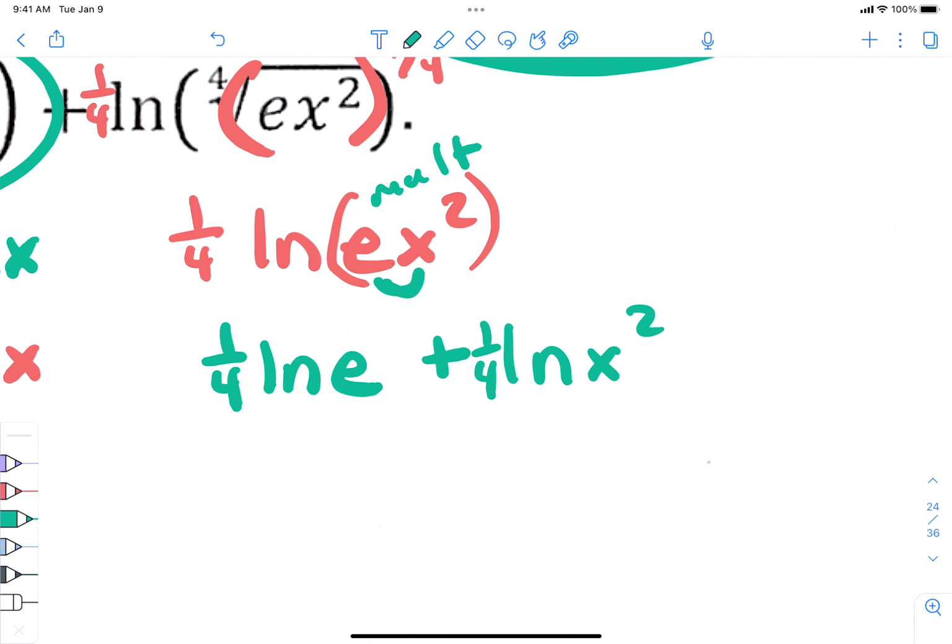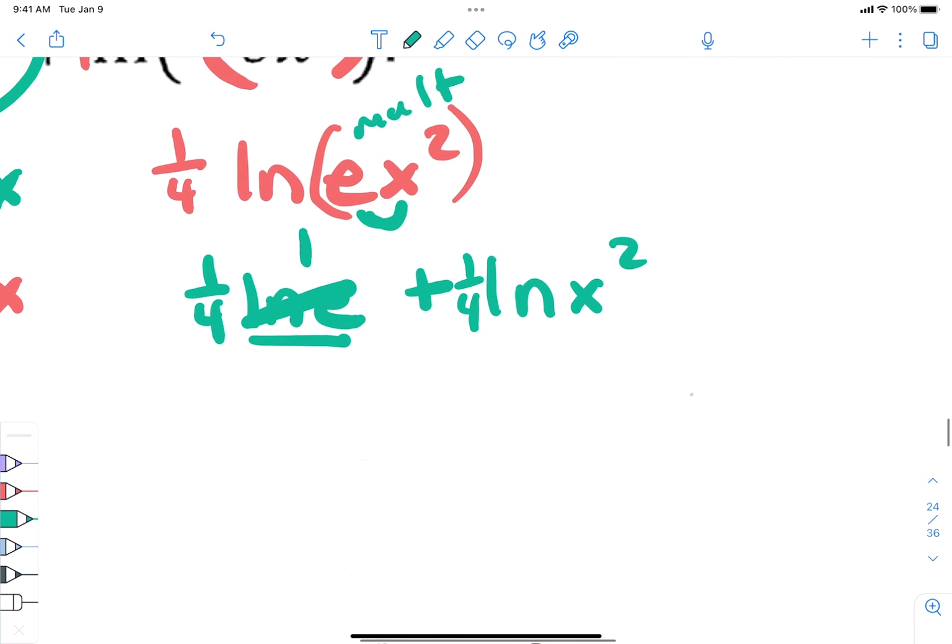ln and e. You can find that in your calculator. What is ln e? What's ln of e? ln and e cancel each other out. Type in ln of e in your calculator. It's 1. So this is just 1/4 times 1, which is 1/4.